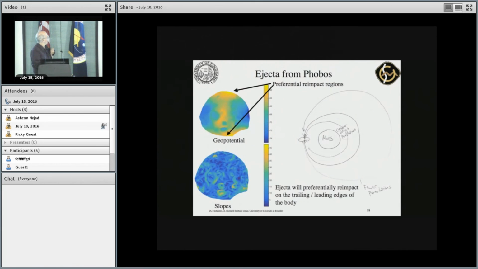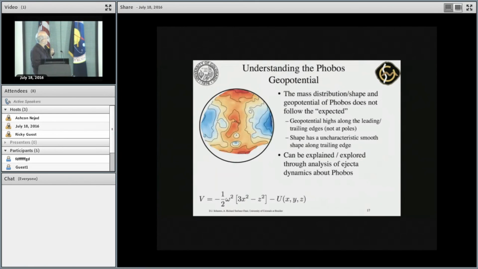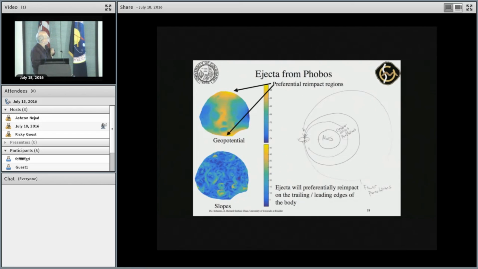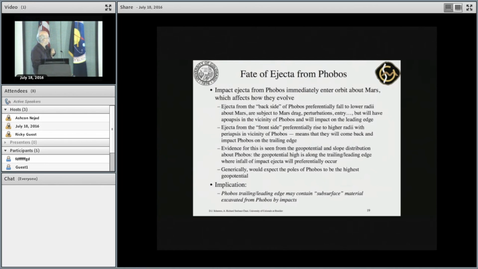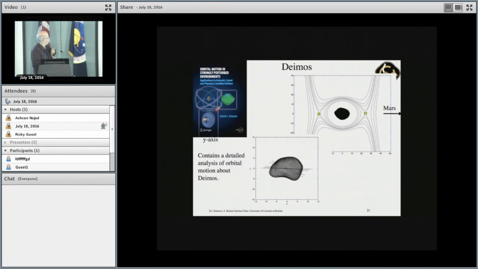Had a few other things about ejecta. I just want to point out that there's a very interesting geometrical feature for Phobos on the trailing edge that actually makes sense in terms of the ejecta from Phobos. Maybe not from Stickney, that's kind of large, but all the smaller ejecta that goes about. But I'm not going to cover that.